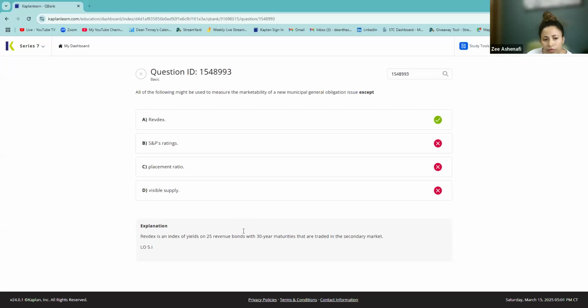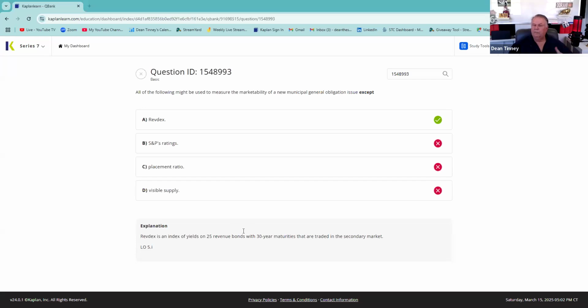If we were looking at the placement ratio and it was 80% and now it's 90%, that would mean the municipal market's getting stronger. We're not having to take as many bonds into inventory. And if it was 90 and it goes to 80, then that means it's getting weaker, right? That's what these are, again, indicators of the health of the primary market, except A.